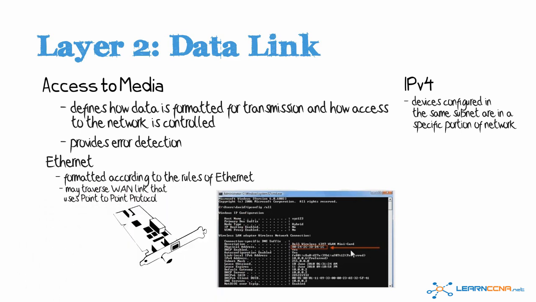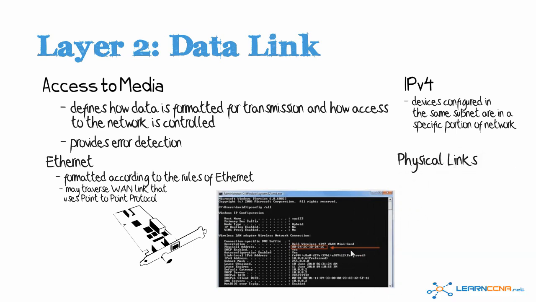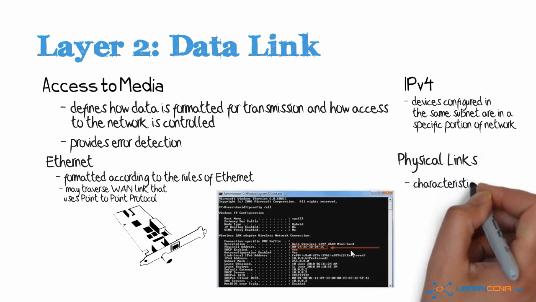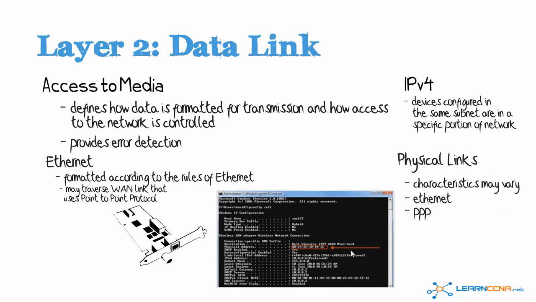So the data link layer ensures that the data from higher layers is formatted correctly for transmission across individual physical links, where the physical link characteristics may vary. One link may be Ethernet, another link may use PPP across a serial cable, another link may be using DSL.